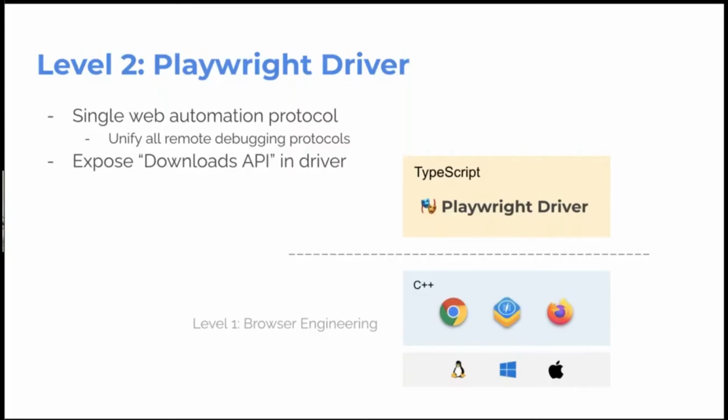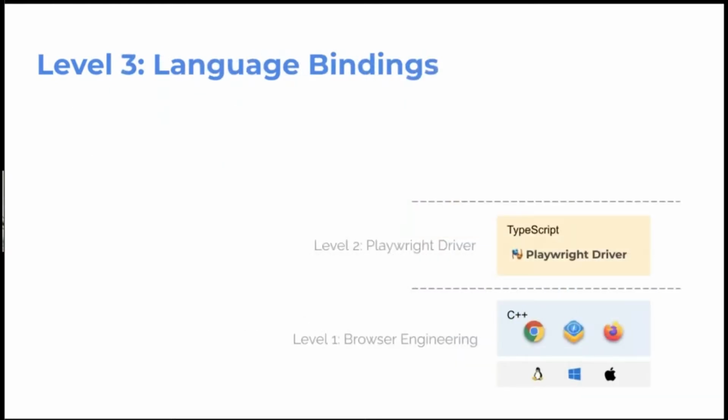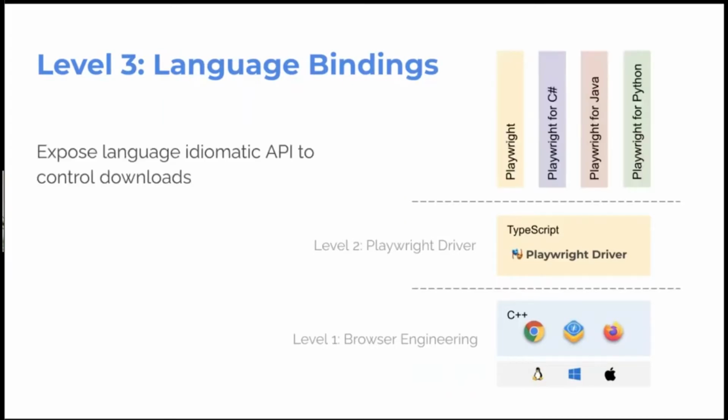And finally, once we have unified all of these browsers under the same API, we want to expose these capabilities in our supported languages. Now in Playwright, we have 4 of them, but in each language, you have to come up with the idiomatic API, in our case, to control downloads.